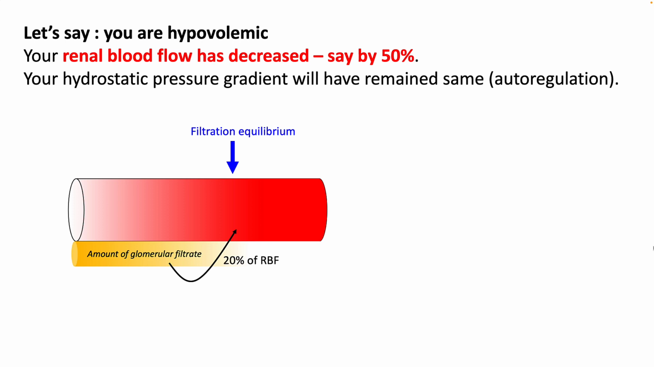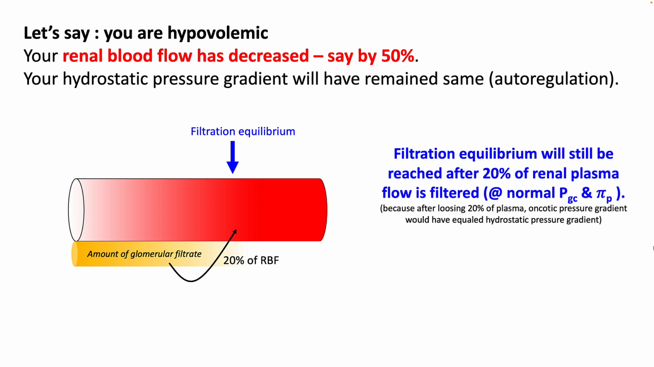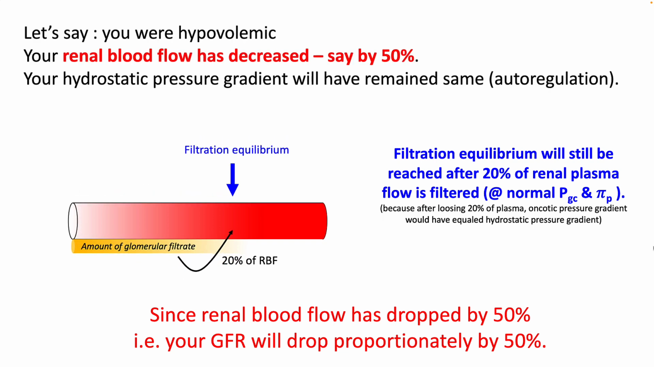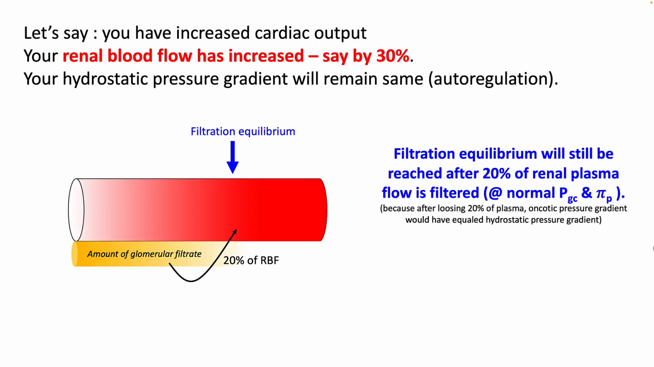Let's understand how this affects your day-to-day maintenance of GFR. Say you're hypovolemic and your renal blood flow has decreased by 50%. Understand that your hydrostatic pressure gradient will have remained the same since you're autoregulating, and your filtration equilibrium will still be reached after 20% loss of renal plasma flow. So since your renal blood flow has dropped by 50%, your GFR will drop proportionately by 50% as well, so as to reflect 20% of that renal blood flow.